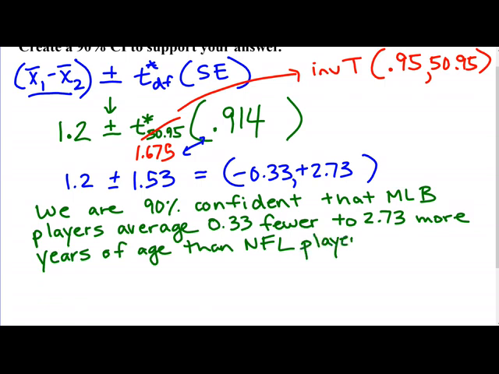So it looks like, based on what we came up with, on average, they might actually be a little younger than NFL players, that much less, or they might be that much older, somewhere in that range right there. So there you have it, a two-sample t-test, and this is called a two-sample t interval.